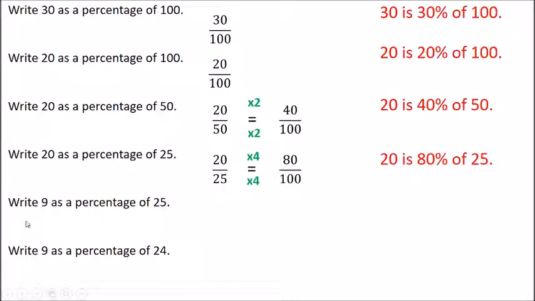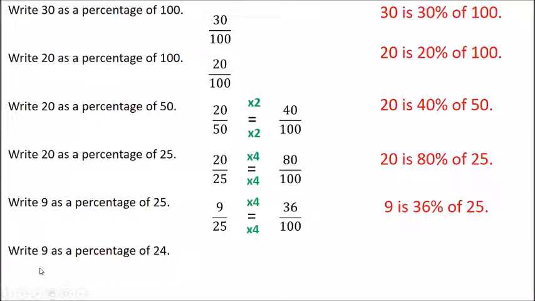Alright, next one. Write 9 as a percentage of 25. So we have it as 9 out of 25. Can you predict what I'm going to do next? How do I get from 25 to 100? Well, 25 times 4 gives me 100. So 9 times 4 gives me 36. So we could say that 9 is 36% of 25.